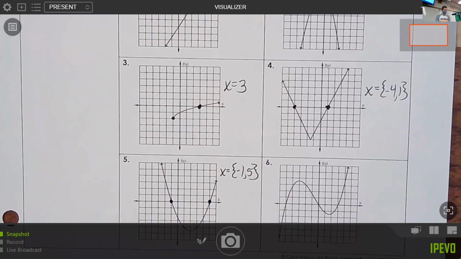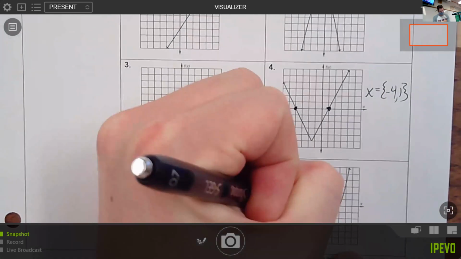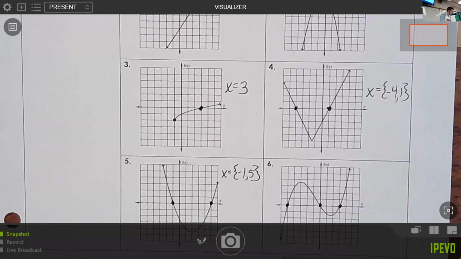-1, +5. Before we figure out the answers for number 6, how many answers will there be? Show of fingers. How many answers are there going to be? 3. Nice. Because I got one over here, one here, and then another one here. It crosses the x-axis 3 times.